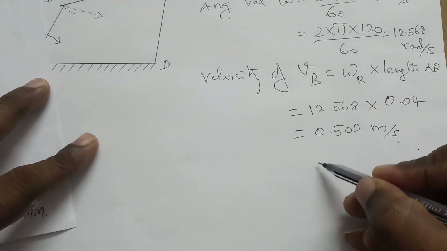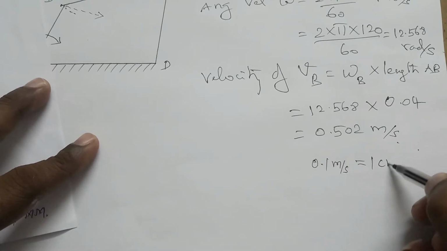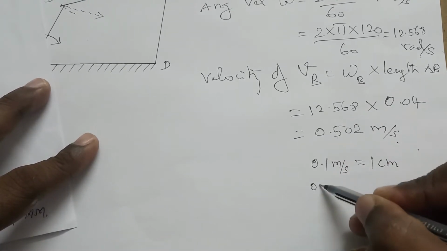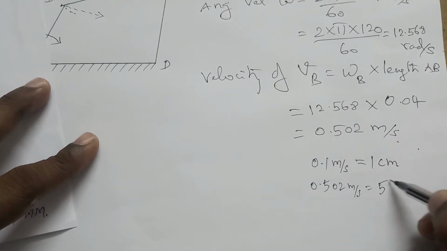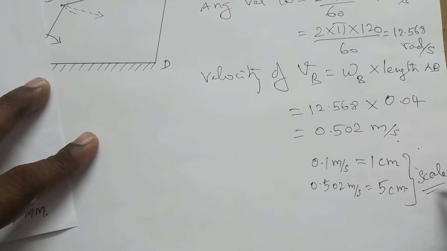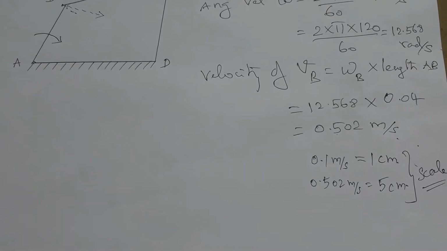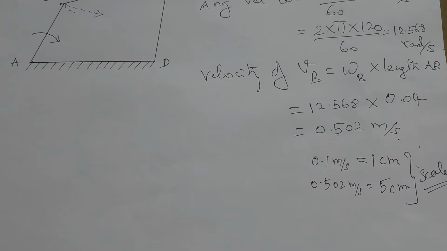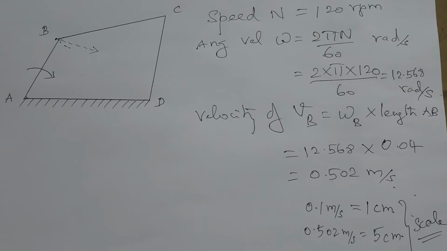Okay, so we will assume that 0.1 meter per second equal to 1 centimeter. Therefore 0.502 meter per second equal to 5 centimeter. So this is the scale I am taking. Okay, now the meter per second has been converted to centimeter. It is very easy. Now we can start constructing the velocity diagram. Okay, so now I hope you can see now the 4-bar chain.